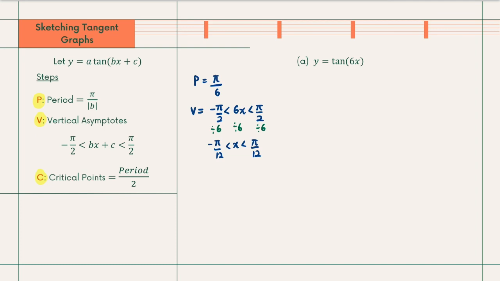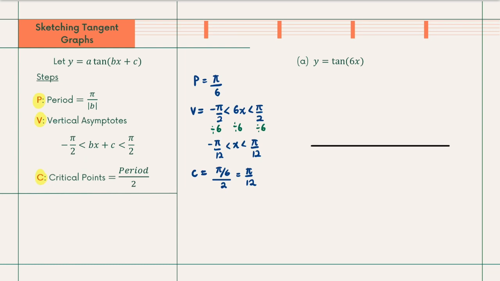Okay, so next kita cari pula dia punya C. C adalah dia punya critical point. So kita gunakan period. So period adalah pi over 6. Kita akan bahagikan dengan 2. So dapatlah pi over 12. Okay. So next kita boleh lukis. So domain kita adalah antara negative pi over 12 until pi over 12. So dia berada di tengah-tengah lah ya.